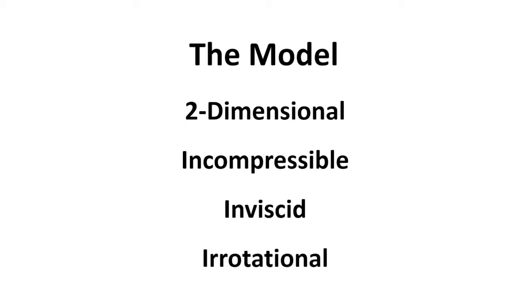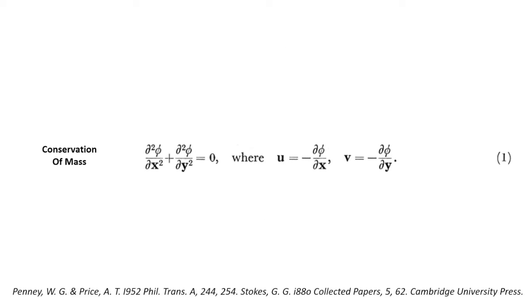The last assumption, irrotationality, states that the fluid has no vorticity. In conjunction with the other 3 assumptions, this allows us to model the fluid using Laplace's equation. Laplace's equation defines a potential function phi, whose gradient is the velocity of the fluid. By conservation of mass, the divergence of the velocity must be 0, giving us a tractable partial differential equation to solve.